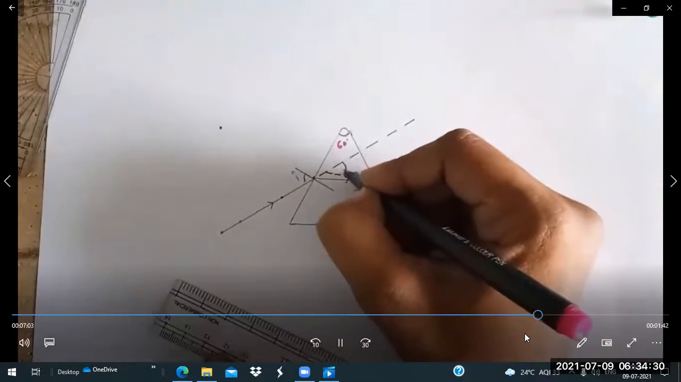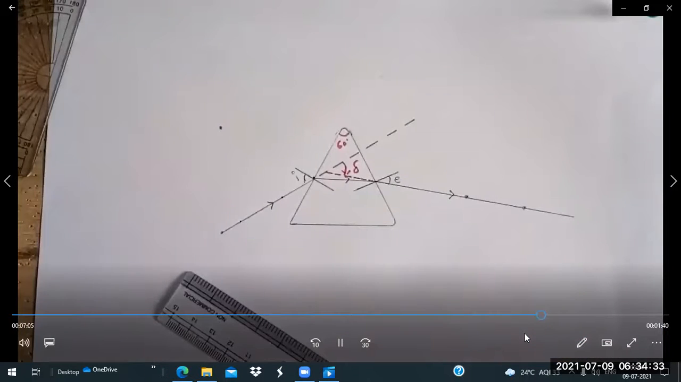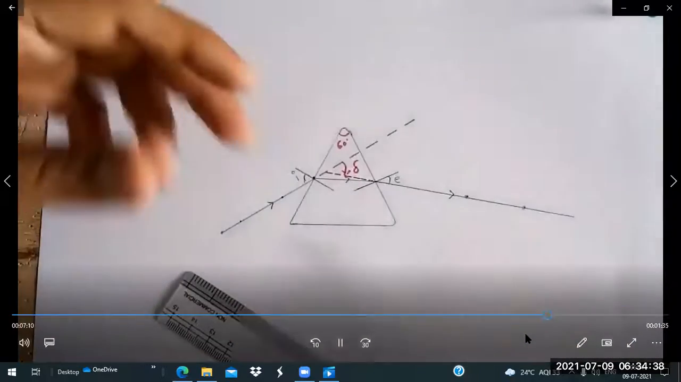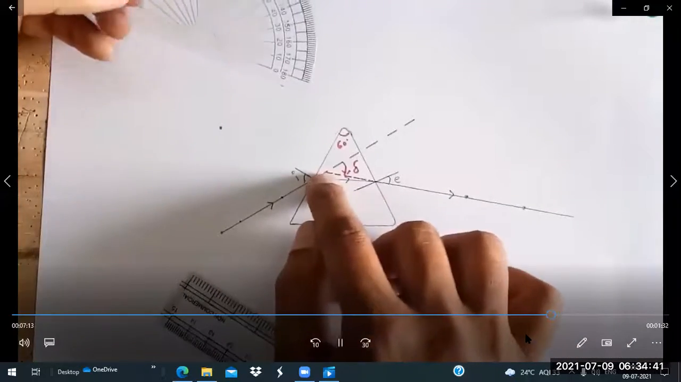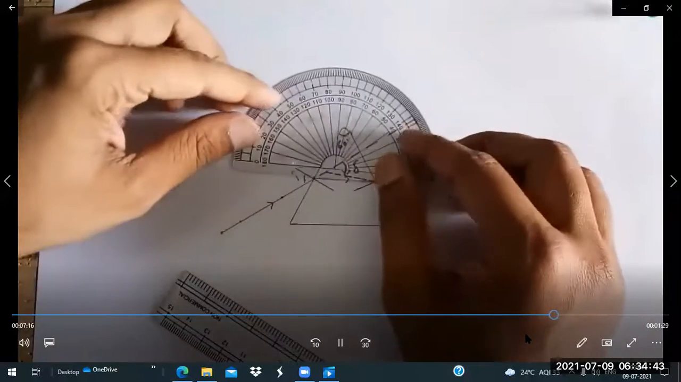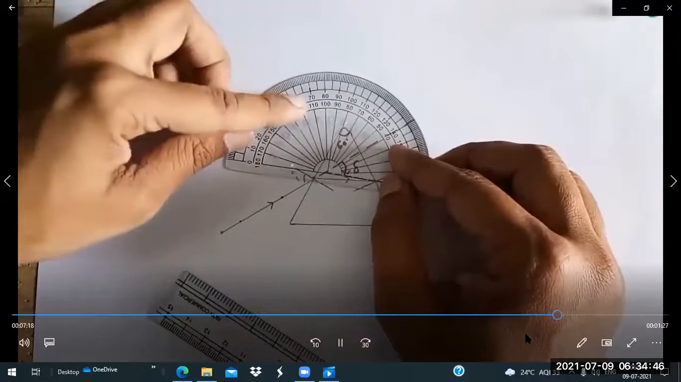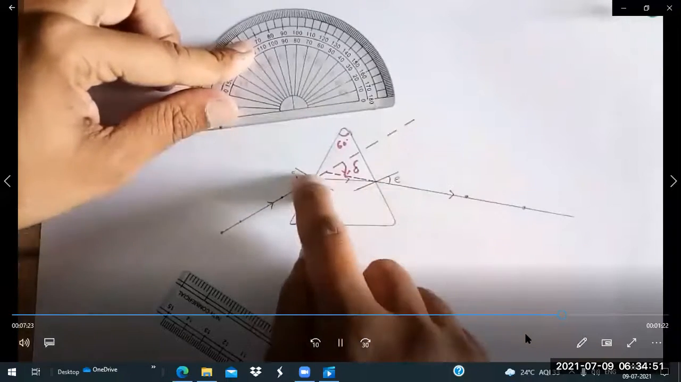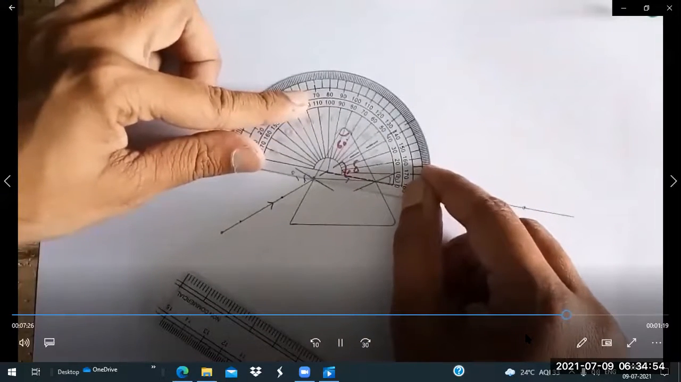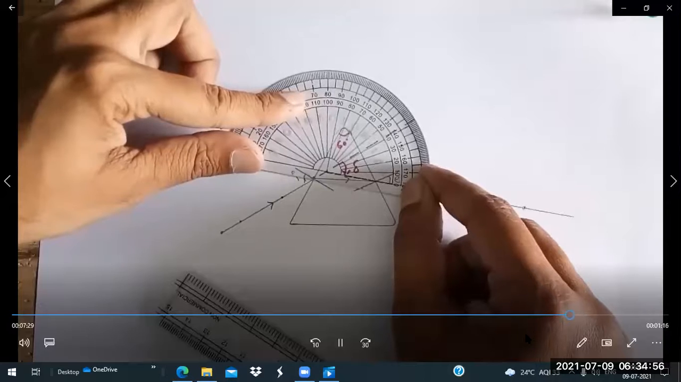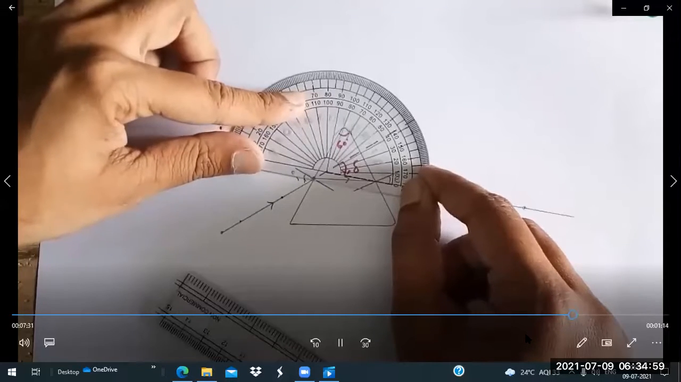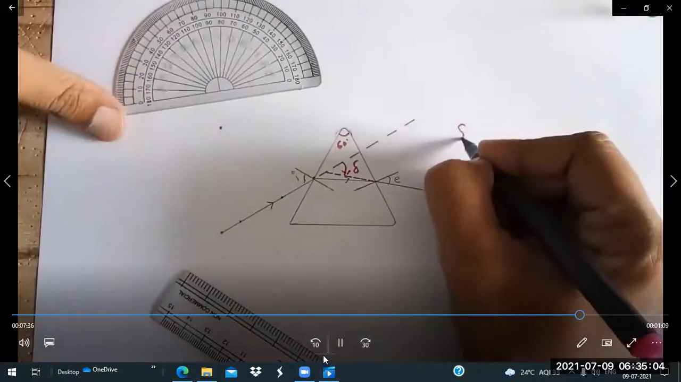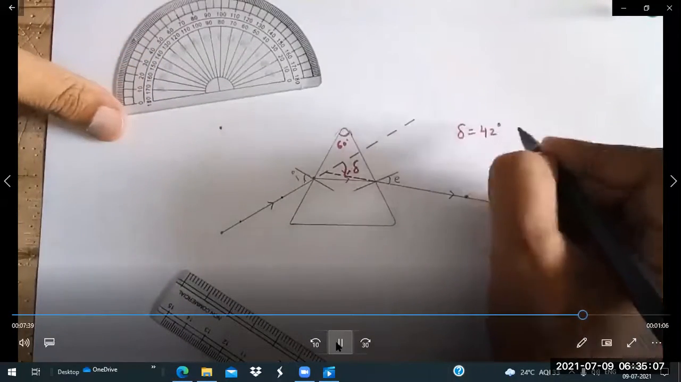So I get this angle, that is called the angle of deviation. Let's measure it with the help of a protractor. How do you measure this? Make sure that this point is falling over here, like this, and the angle of deviation, this line matching with this line, is just over 40 degrees. It is approximately 42 degrees. So the angle of deviation for the prism is 42 degrees, right?